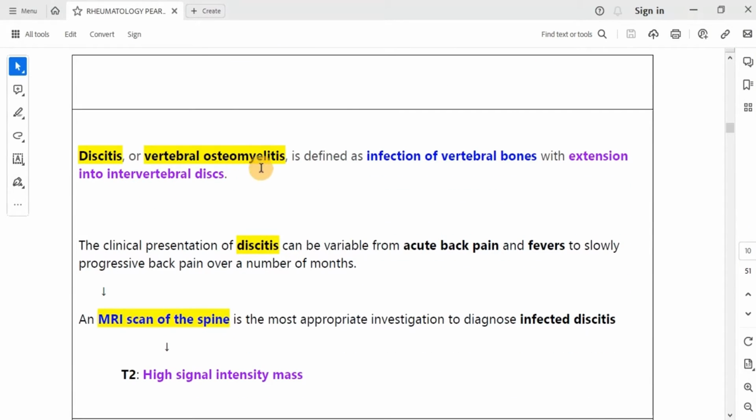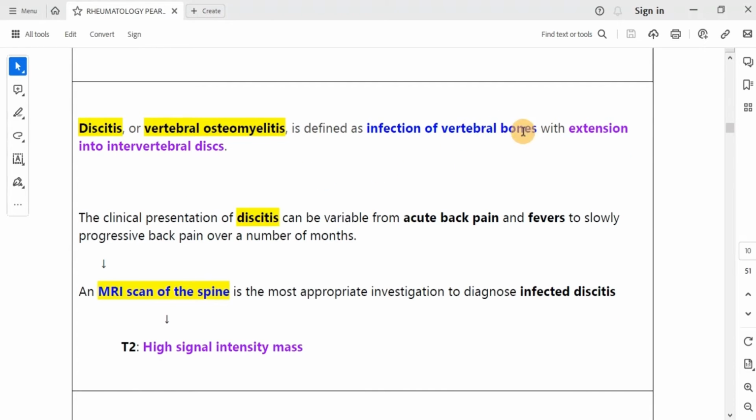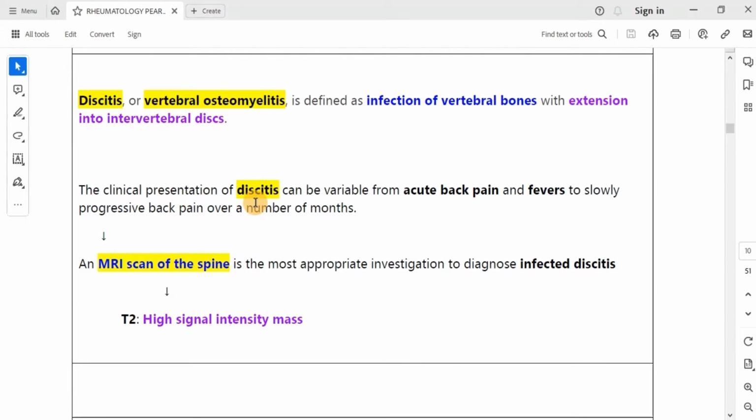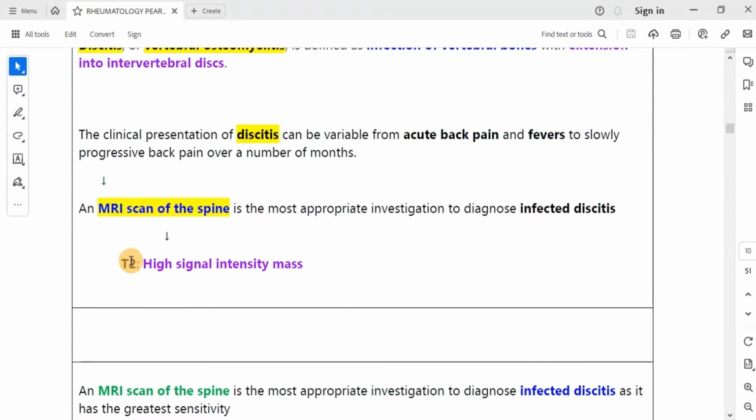Discitis or vertebral osteomyelitis is defined as infection of the vertebral bones with extension into the intervertebral disc. So both bones, bone structure as well as disc should be affected. The clinical presentation of discitis can be variable from acute back pain and fever to slowly progressive back pain over a number of months. An MRI of the spine is the most appropriate investigation to diagnose the infective discitis. And on T2 imaging, we will get the high signal intensity mass.